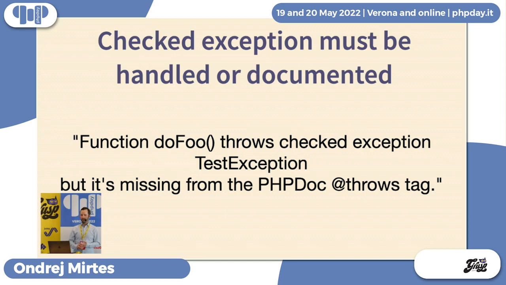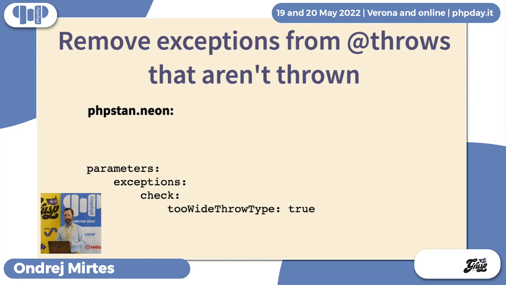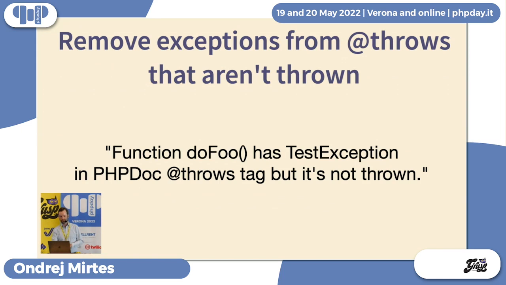It's going to tell you that the function throws a checked exception, but it's missing from the PHPDoc @throws stack. Another rule is about too wide throw type, which means that you are announcing that you are throwing some kind of exception in your throws stack, but it's not actually true. Again, you will get an error message that will tell you about this.